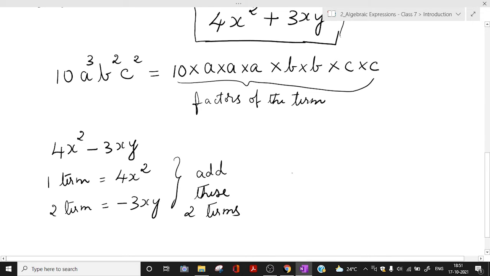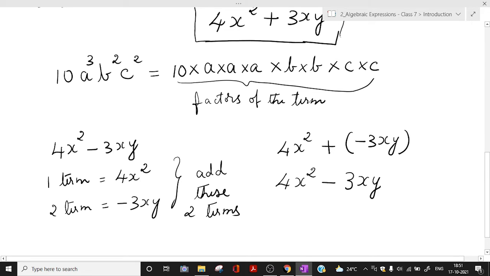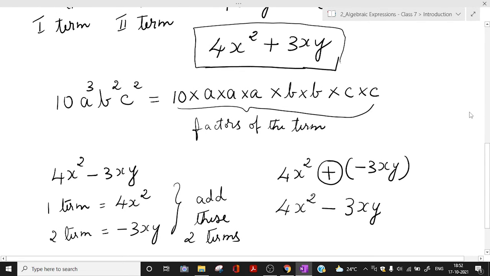Now what happens when we are adding these two terms? It will be 4x squared plus minus 3xy. Plus into minus is minus. It's the basic algebraic operations which we will study, not to worry. So we have 4x squared minus 3xy. But basically, as per the definition, we are adding these two terms. The only thing is, in the previous case the 3 had a plus sign, but now we have a minus sign.